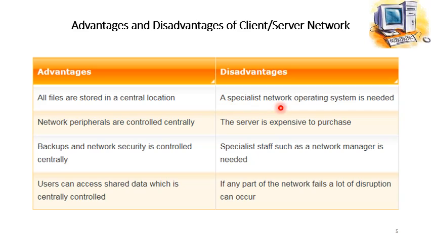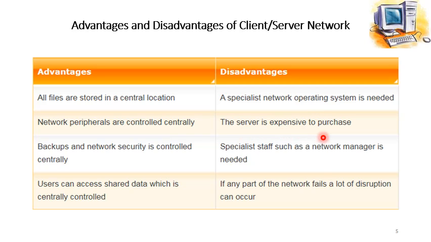Disadvantages: a specialist network operating system is needed. Of course, if the network is a sophisticated one and has that many advantages and advancements, it requires some specialities. So a network operating system is required. It will not be possible with a normal operating system. For this purpose we must have a network operating system.